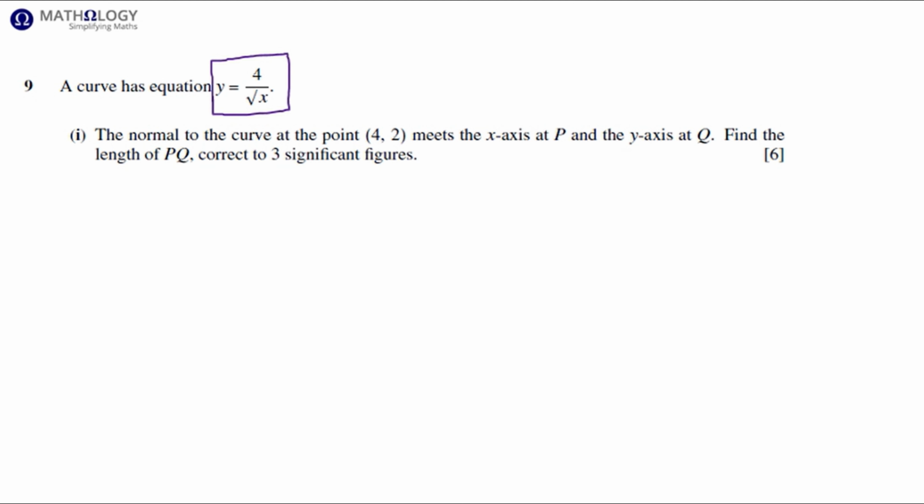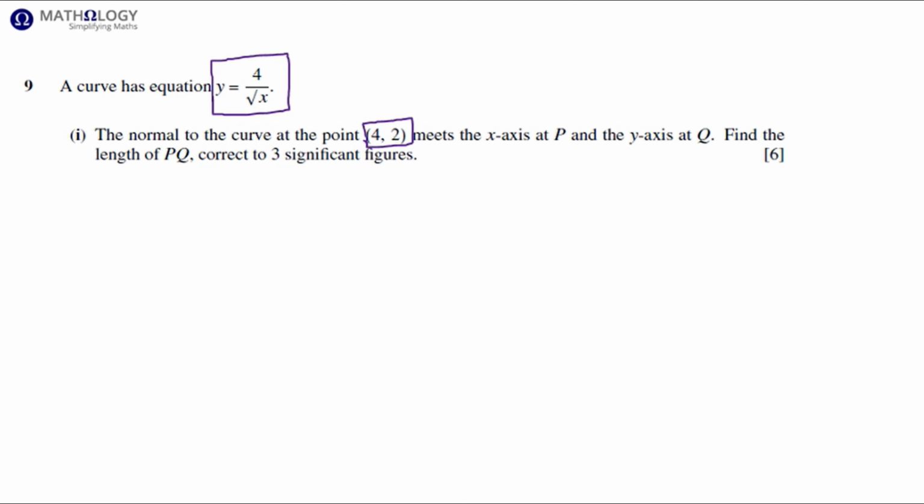Now, the definition of a normal. The normal is a straight line perpendicular to a tangent, right? So we've dealt with curves and tangents to curves and the gradient and equation of those tangents to curves, right? When it comes to normals, a normal is just perpendicular to a tangent at the point of contact to the curve, right? We're given that the normal to the curve is at the point (4, 2), so that's the point of contact. The normal to the curve meets the x-axis at P and the y-axis at Q, and then we're required to determine the length of PQ.